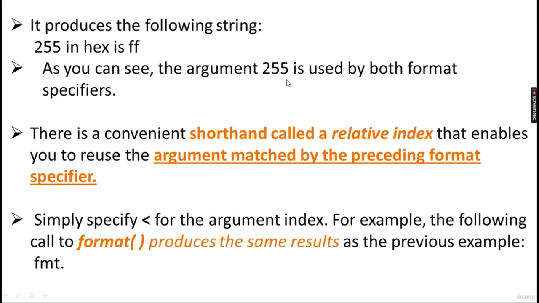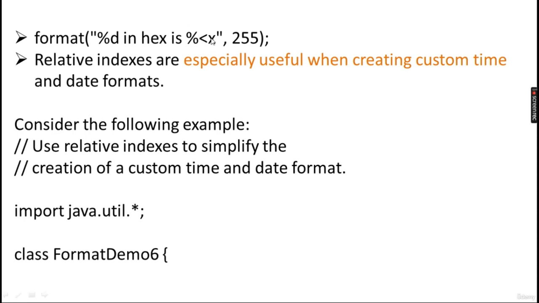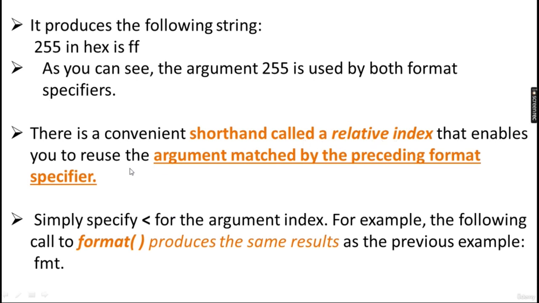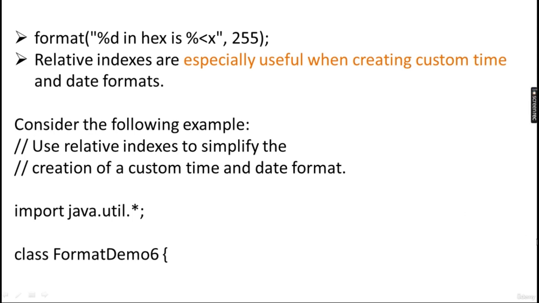There is a convenient shorthand called a relative index that enables you to reuse the argument matched by the preceding format specifier. Simply specify < for the argument index. For example, the following call to format produces the same result as the previous example. Okay. Format %d in hex is %<x. Relative indexes are specifically used when creating custom time and date formats. So the same output is generated using this relative index <. So 255 is given only once over here also, and the output is %d 255 in hex is FF.